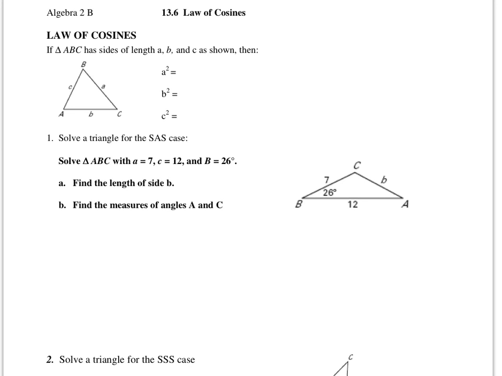Welcome to section 13.6. We're dealing with another method for solving triangles that do not have a 90-degree angle, so they're not right triangles. This method is called the law of cosines. As we go through, here's one thing I want to say before we start. Round to one decimal place. So let's round to the nearest tenth, just so that we're all consistent on this.